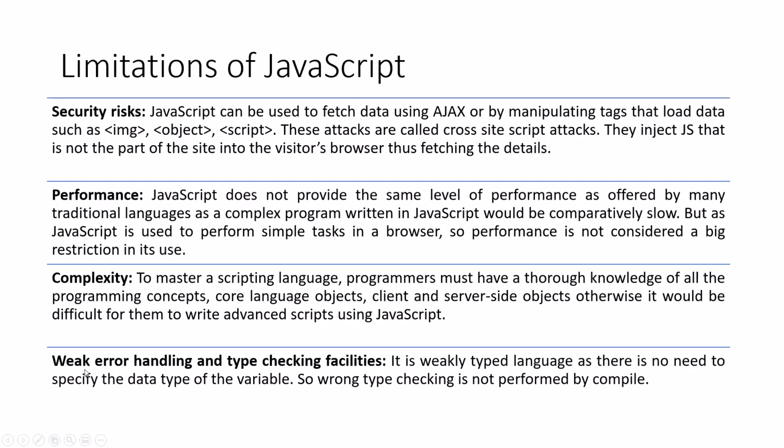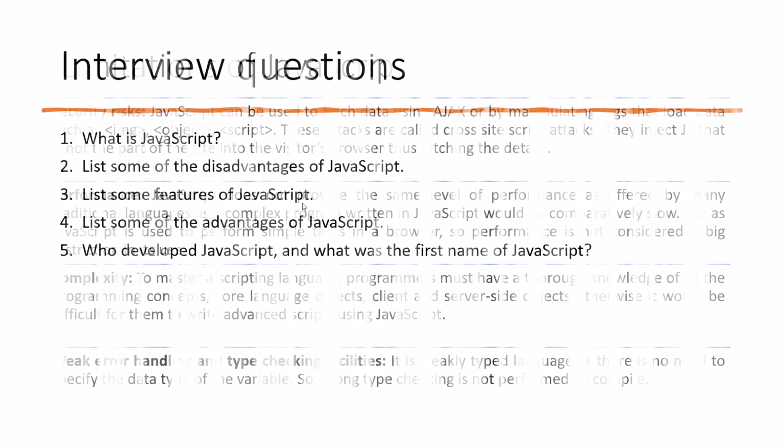The last one is weak error handling and type checking facilities. So it is a weakly typed language. JavaScript is a weakly typed language as there is no need to specify the data type of the variables. So wrong type checking is not performed by the compiler. So these are some of the limitations of using JavaScript.